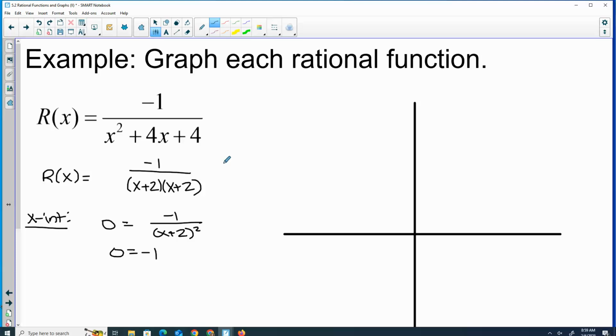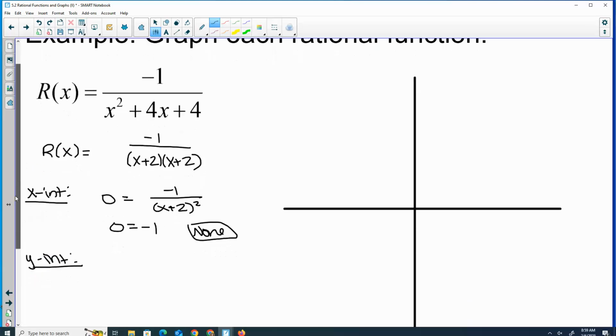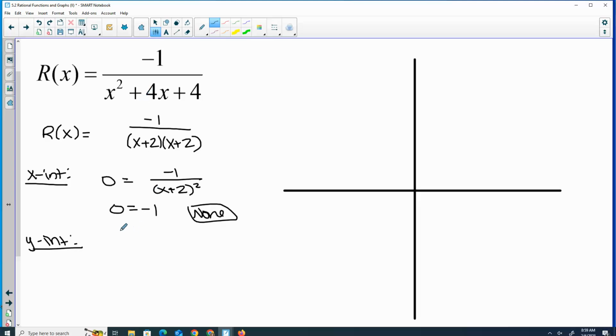Does negative 1 equal 0? No. So there is no x-intercept on this one. Y-intercept is where you hit the y-axis, so that means x is 0. So we put in 0 for x. It does not matter if you do the original or the factored form, you get the same thing. So the top is negative 1, bottom will give me 4. So I hit my y-axis at negative 1 over 4.